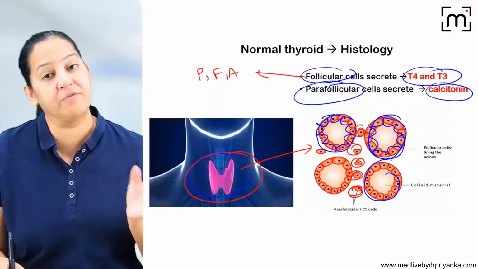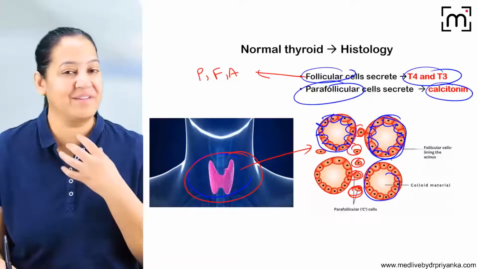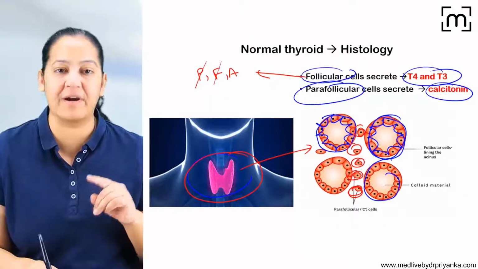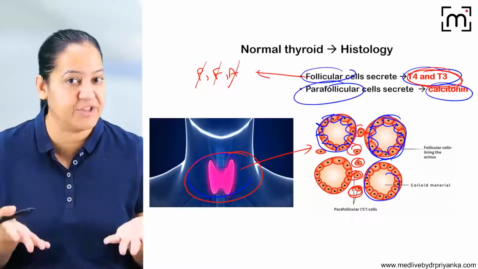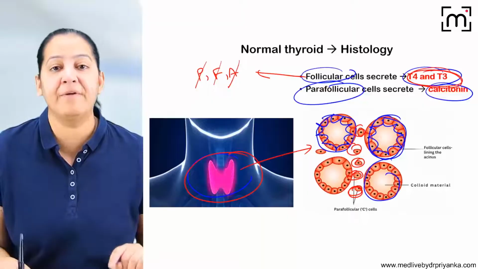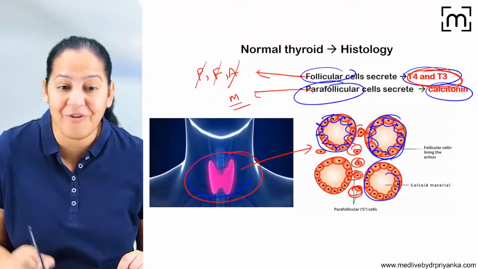These three arise from the follicular cells. So that's why whenever there is a tumor, either papillary carcinoma, follicular carcinoma or anaplastic carcinoma, patients have hyperthyroidism, because excess T3, T4 will be secreted in the blood. But the medullary carcinoma arises from parafollicular cells.